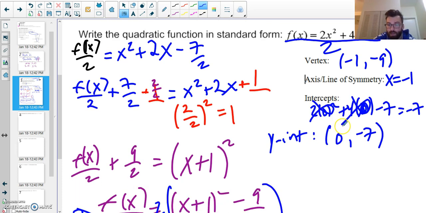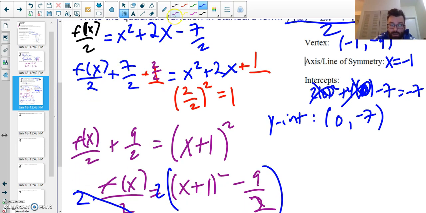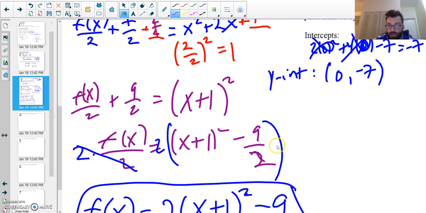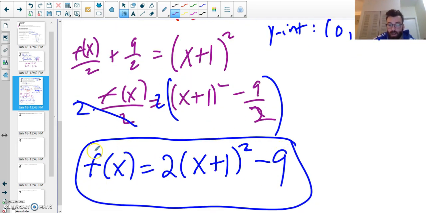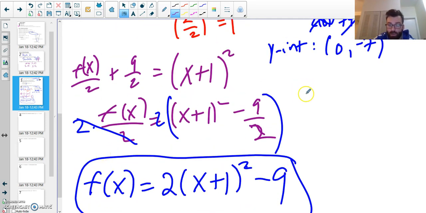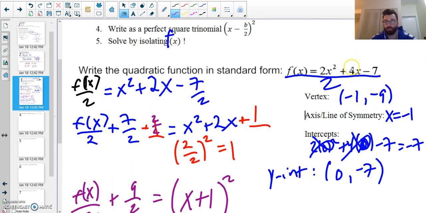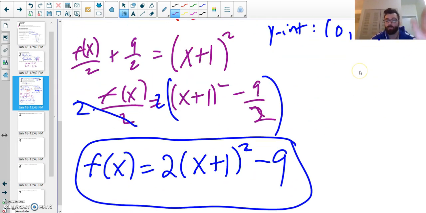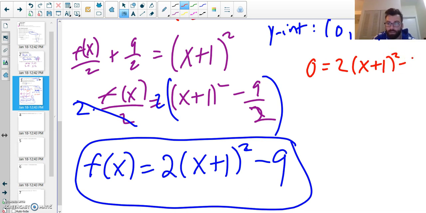Okay. To find my x-intercept, I need to set y equal to 0 and solve for x. Well, another way of writing f of x is y. So I could go back to my standard form equation and use the quadratic formula, but I already did all this completing the square work, so I might as well use it and just do some solving for myself.